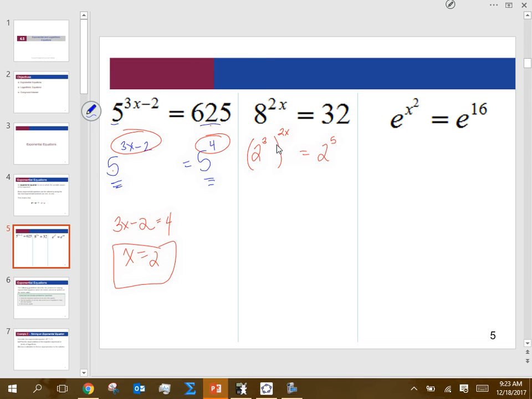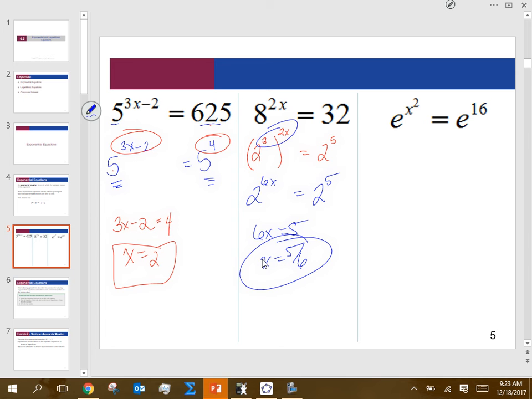Now, what is 2 to the third to the 2x? That's really 2 to the what? I heard it. 6x. You've got a power to a power. Don't you multiply those things? So then I've got 2 to the fifth. So 6x equals 5, right? x is 5/6.